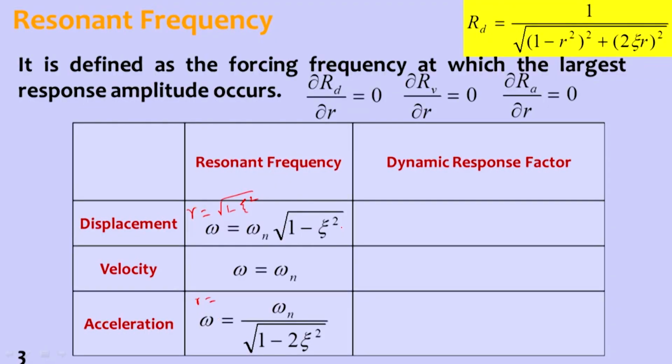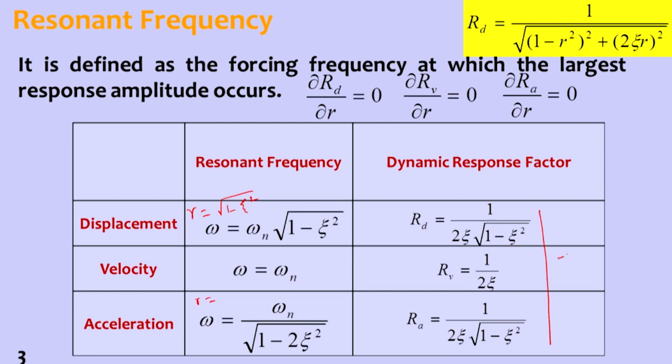Now, what is the value of the dynamic amplification factor at the resonating frequency? As you can see, RD is equal to 1 by 2 zeta under root 1 minus zeta square. That means RD can be controlled with damping at the resonating condition, and velocity can be controlled at the resonating condition by damping, and acceleration can be controlled by 1 by 2 zeta under root 1 minus zeta square. So, at resonating conditions damping controls the amplitude of vibration. In real systems damping will be present. The zero damping condition is the ideal condition.